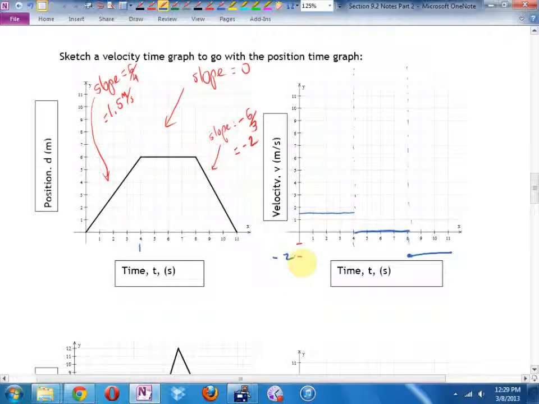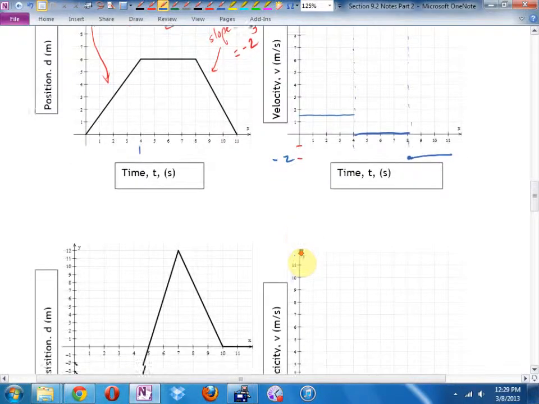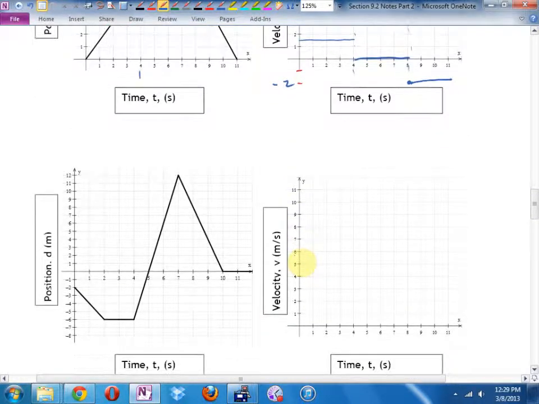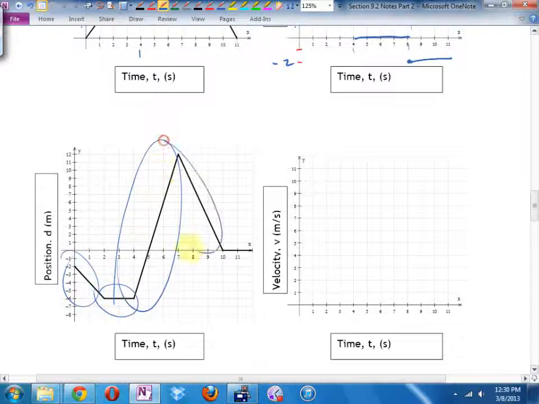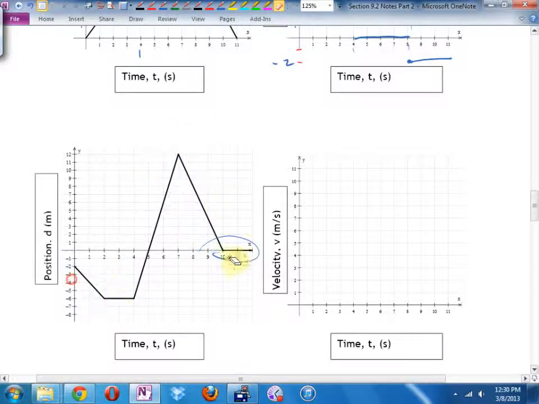This is so much fun. Let's try another one. Okay. Oh, I forgot to give you negatives on your velocity graph again. I'll have to retype this. Oh, well. I think this position graph, I'm going to go with 1, 2, 3, 4, 5 little sections. And we're going to see if we can sketch the velocity time graph that goes with it.